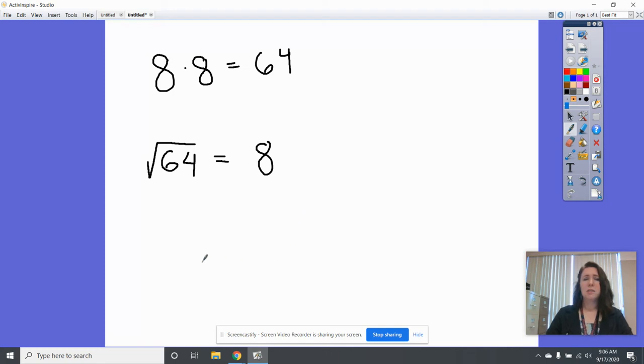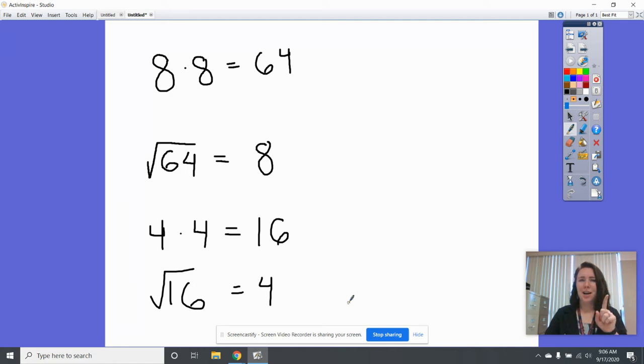Okay, so let's take a look at another thing. For example, if we do 4 times 4, well, that equals 16. We can undo this 16 by saying, hey, the square root of 16 is 4. But, fun fact about both of these, 8 times 8 is not the only thing multiplied by itself that equals 64. We can also do negative 8 times negative 8, which equals 64.